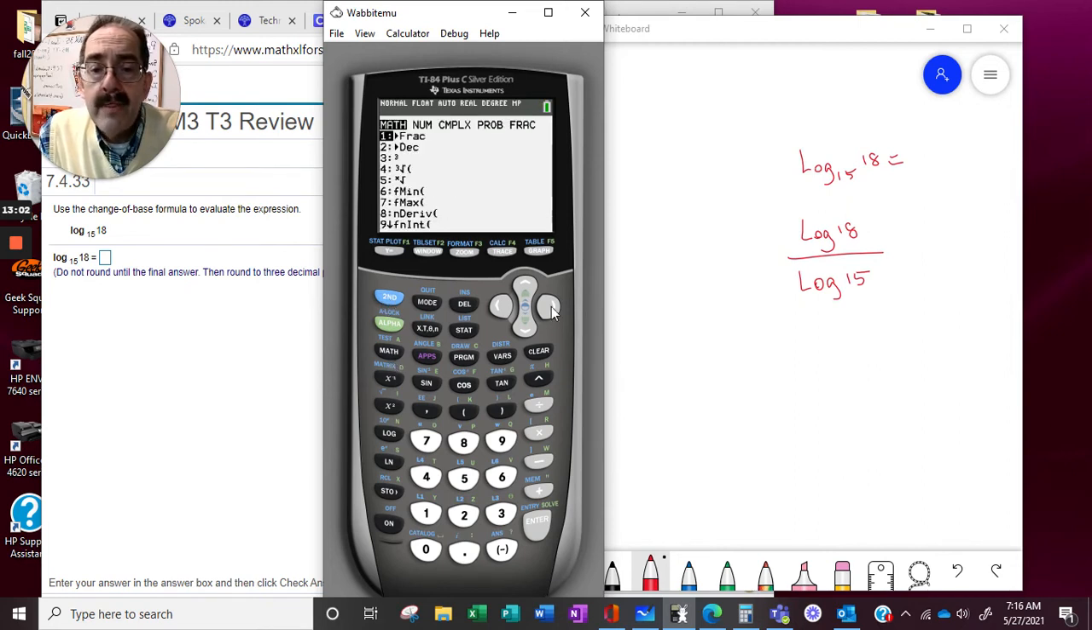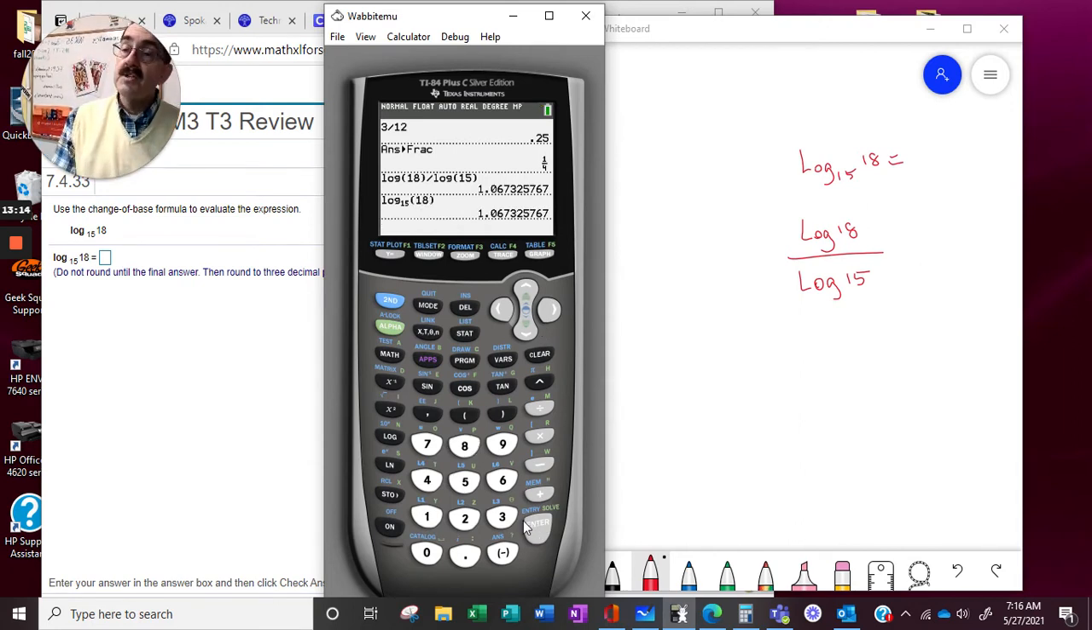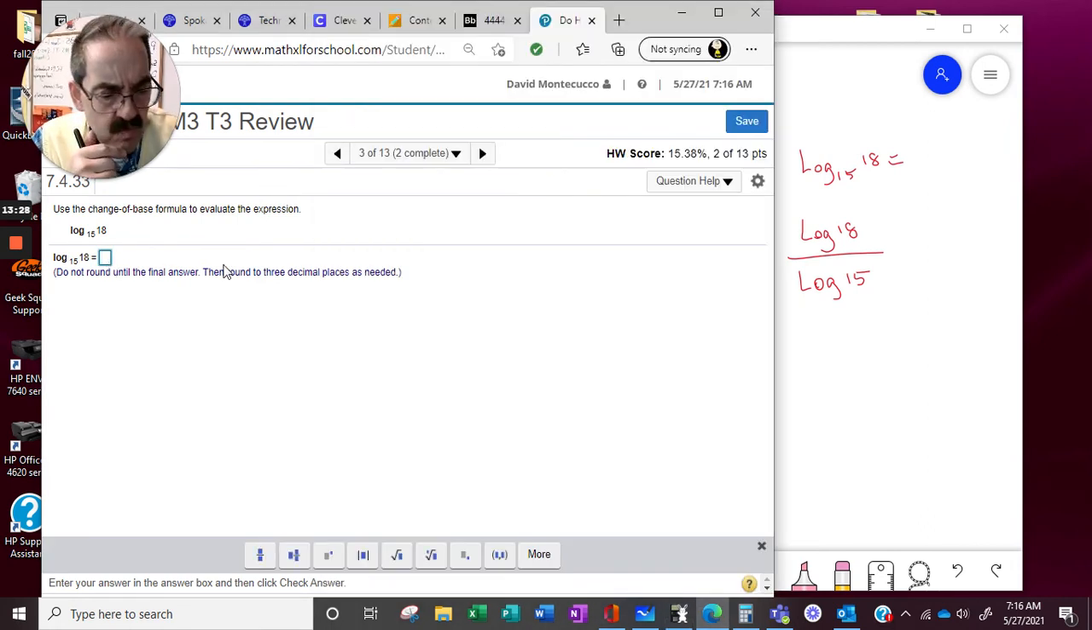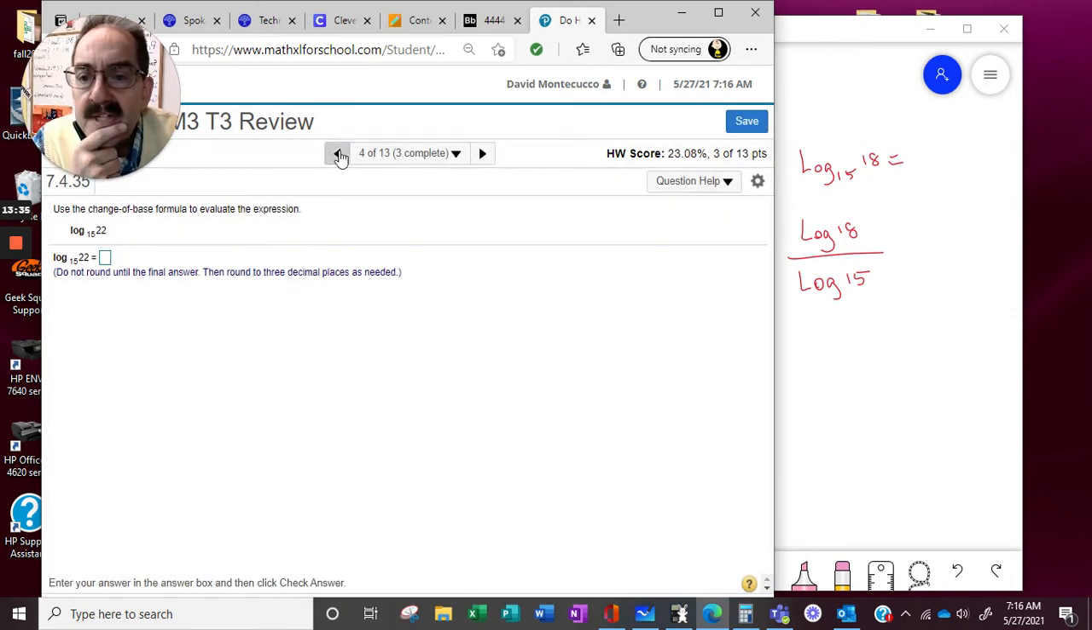Now go to our math, toggle all the way down, log base 15 of 18. You get the same answer. Okay, so there's a change of base rule to say that they're the same calculation. So 1.067. Do not round until the final, round to 3 decimals. 1.067. Okay? All right. Now I'm kind of curious about this.